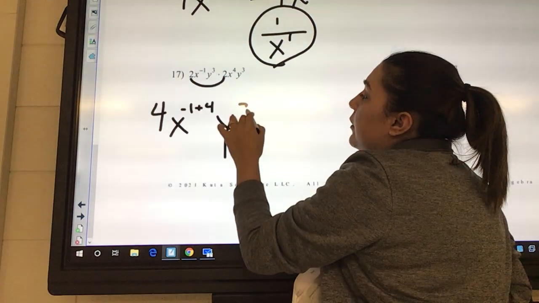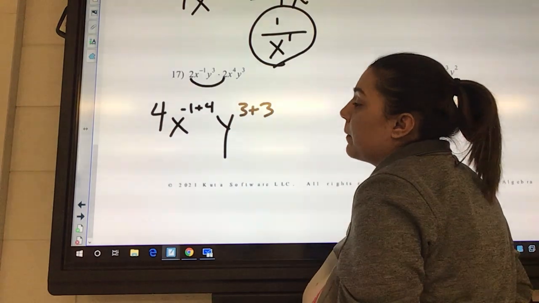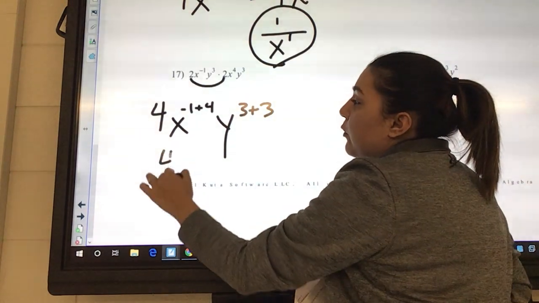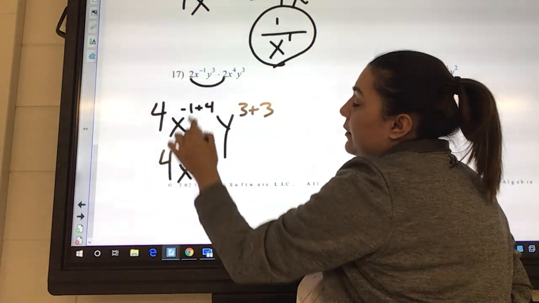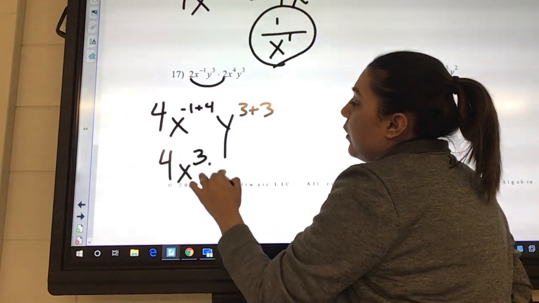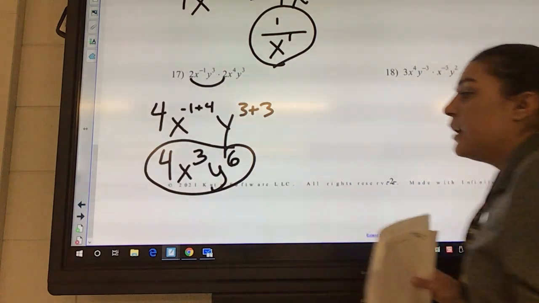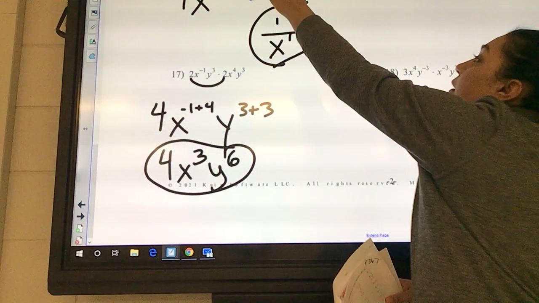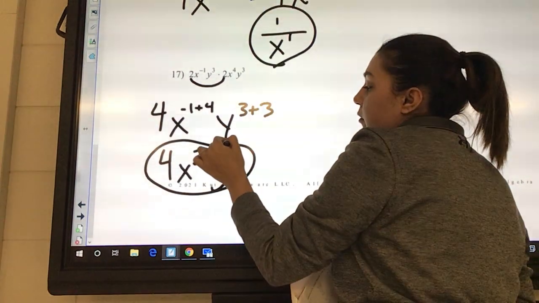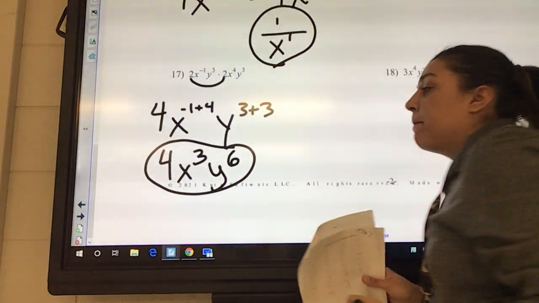My y is going to be 3 plus 3. So I'm going to have 4 to the x is going to be 3. Y is going to be 6. I have no negatives, so I'm just going to leave that there, and I'm going to fix this so you don't think it looks like a 16, because it's not.